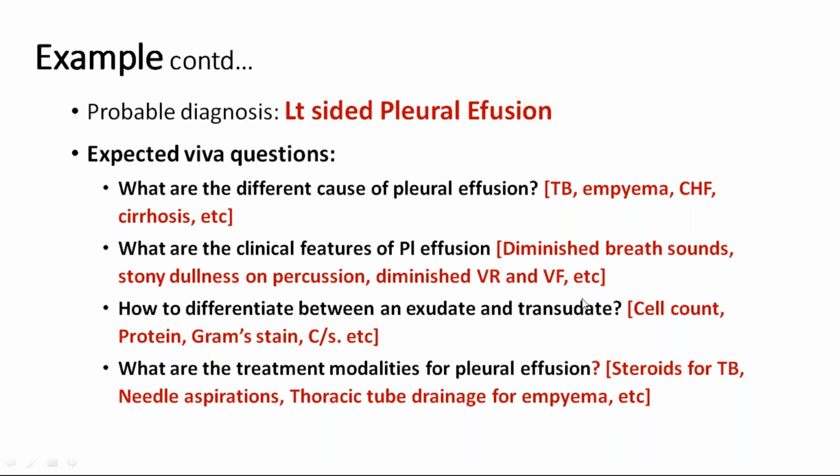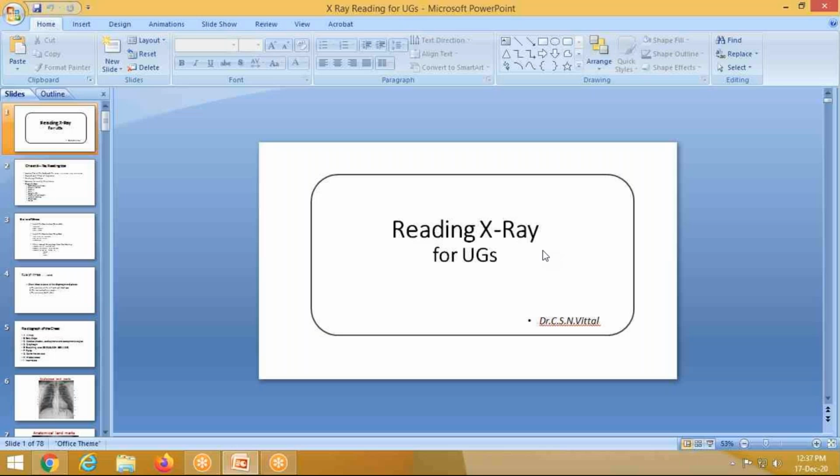So if you answer this way, you get more marks. Actually, these questions will come. How do you differentiate between exudate and transudate? By cell count, protein, gram stain, and culture sensitivity. What are the treatment modalities? If it is tuberculosis, you give steroids. Needle aspiration for diagnosis, and sometimes it is an empyema. You have to see if it is pus; then a thoracic tube has to be drained, otherwise it won't come out. All these are the treatment modalities.